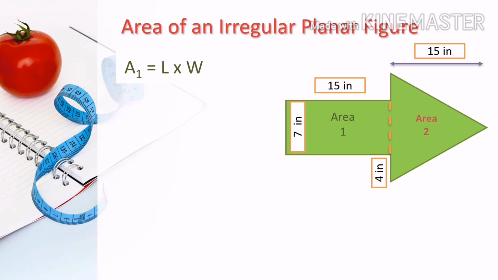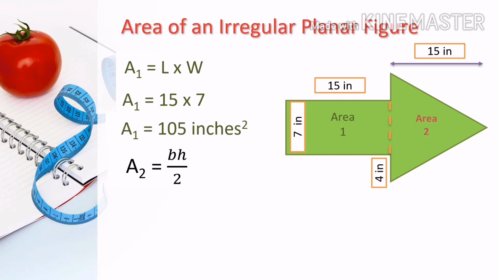So, area 1 is the area of a rectangle. That would simply be length times width. Substituting, we get 15 times 7. And therefore, area 1 is 150 square inches. So, ang area 2 ay area ng triangle, which is base times height divided by 2.